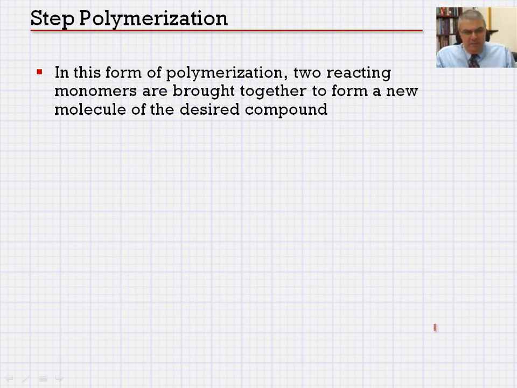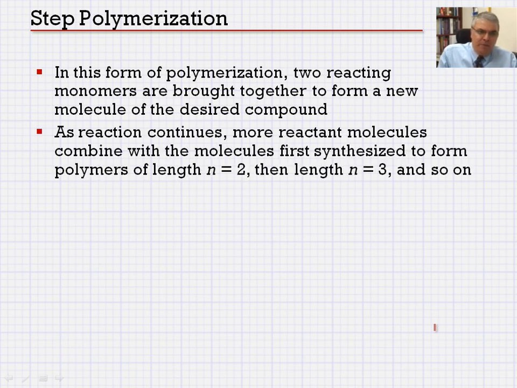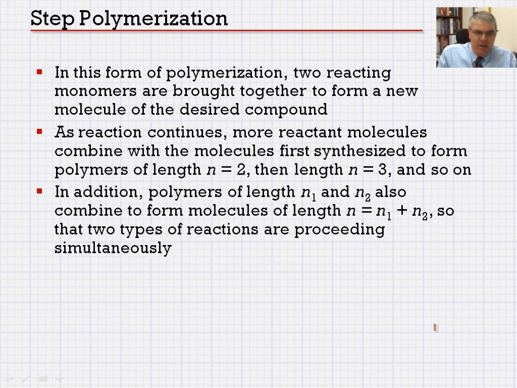What about step polymerization? We talked about addition polymerization. What about step? In this form of polymerization, the two reacting monomers are brought together to form a new molecule of the desired compound. As the reaction continues, there will be more reactant molecules that are combined with the molecules first synthesized to form polymers of length N2, N3, N4, and so on.